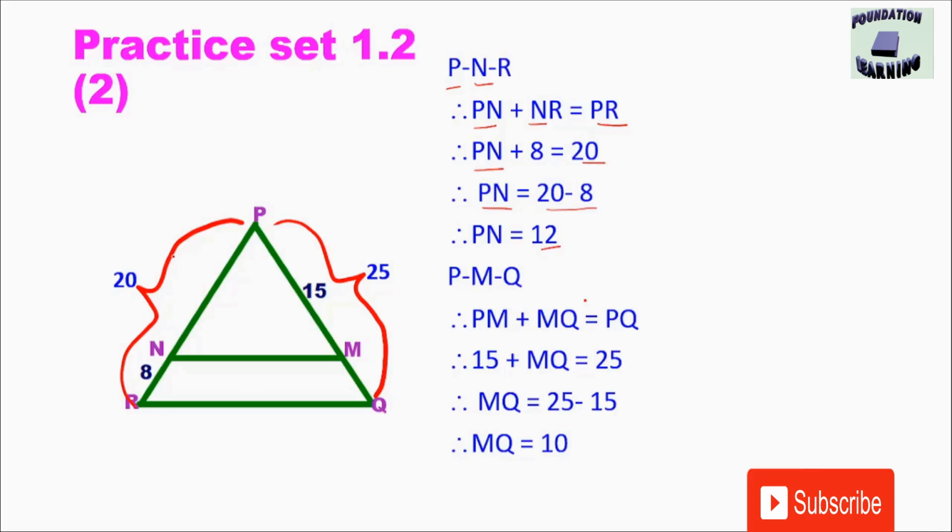This side, we are doing this side. The entire total is 20. One part of it is 8. So what will be the other part? The other part will be the bigger part minus the smaller part. So we got PN is 12. Then on the right-hand side, PM plus MQ will give you this entire side. PM is 15, MQ we don't know, and PQ is 25. MQ is equal to 25 minus 15, which is 10.